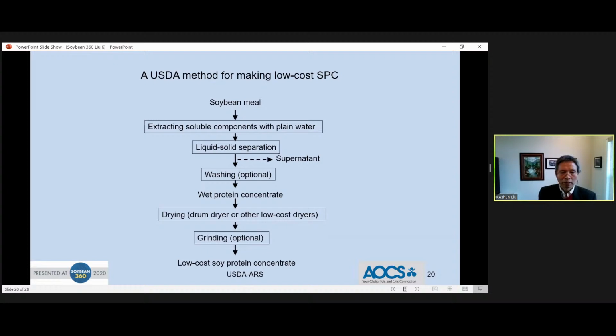Because we will not use spray drying, the particle size of the dry product may not be ideal for certain applications. So we can add an additional step of grinding the product to make a powder.